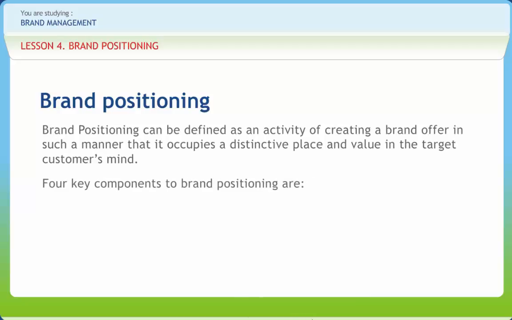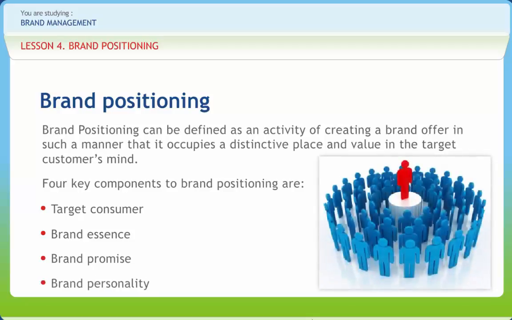The 4 key components of brand positioning are: target consumer is the primary audience to whom the brand is designed to appeal. Brand essence is the heart and soul of the brand. Brand promise is a promise of relevant, differentiating benefits. And brand personality is adjectives that describe the brand as if it were a person. A powerful brand position should be believable, understandable, unique, and compelling.